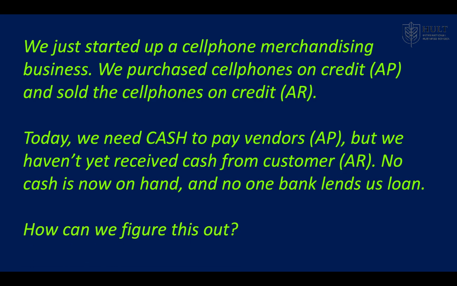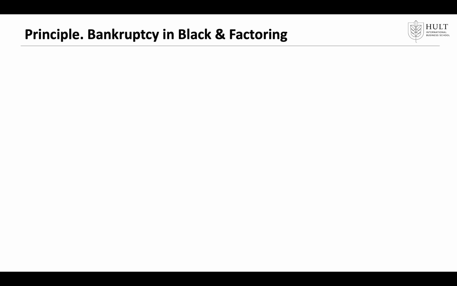So that's the problem. How can I figure this out? If we cannot figure that out, then that is the bankruptcy in the black. Why? Because we made the revenue, but we cannot pay any cash to the vendors when they purchase the smartphones.